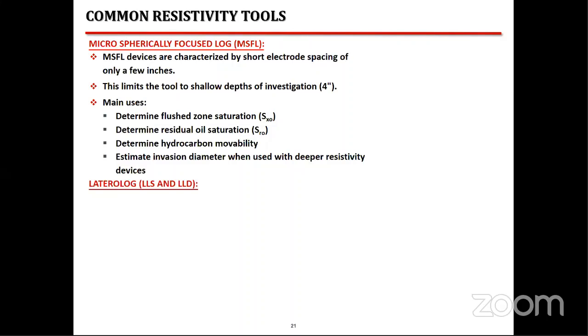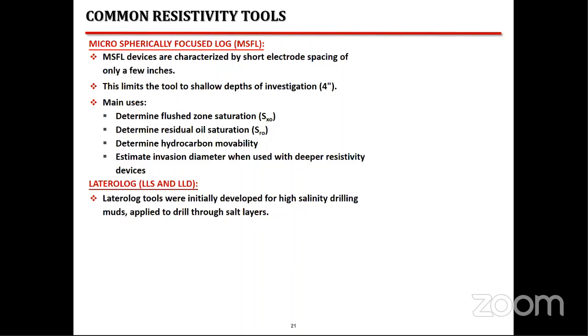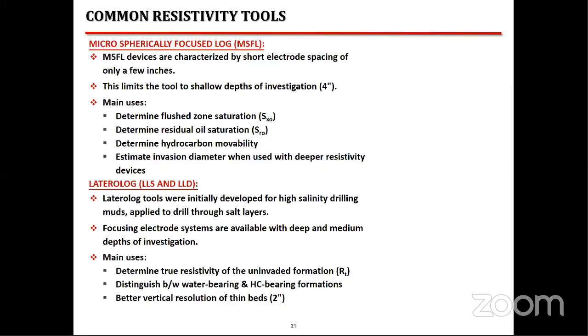Lateral logs, LLS and LLD. They were initially developed for high salinity drilling muds applied to drill through salt layers. Focusing electrode systems are available with deep and medium depths of investigation. The main uses of LLS and LLD are to determine the true resistivity of the uninvaded zone, to distinguish between water-bearing and hydrocarbon-bearing formations, and they have better vertical resolution of thin beds of up to 2 inches.